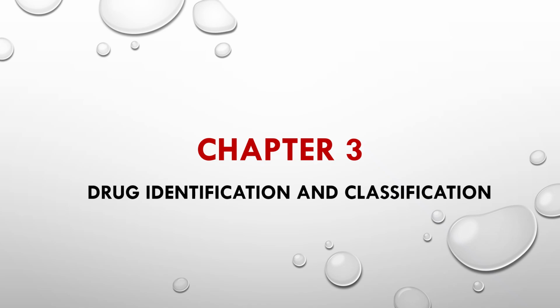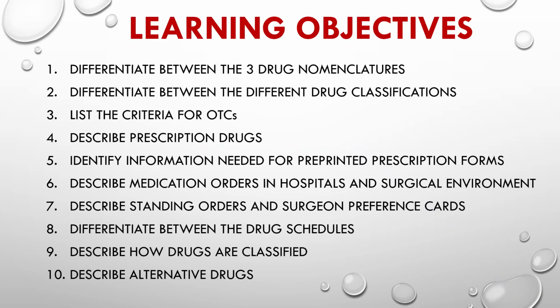In chapter 3, we are looking at how drugs are classified and the different kinds of categories of them. So our learning objectives: there are 3 ways of naming drugs that we'll go through, some different classifications for them, and then essentially what allows them to be classified that way.